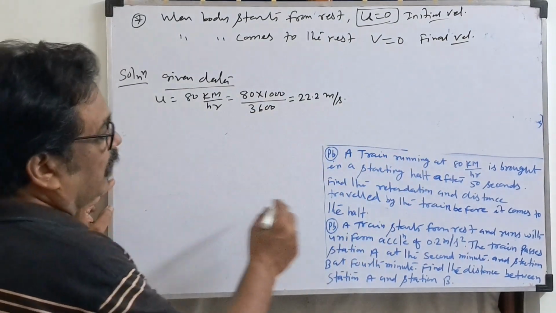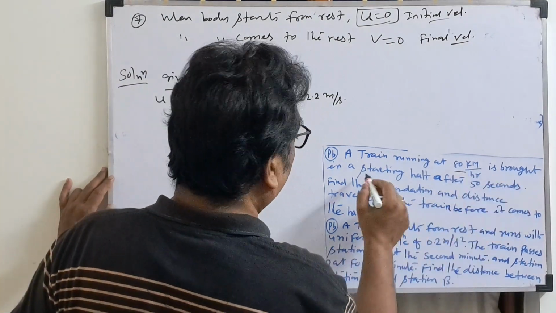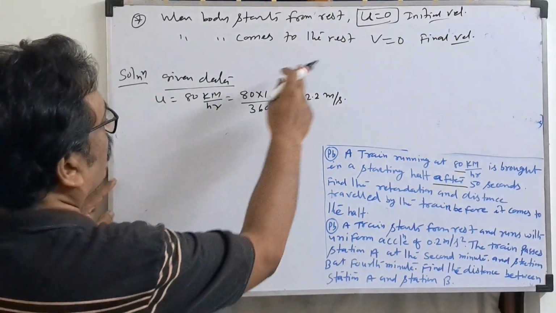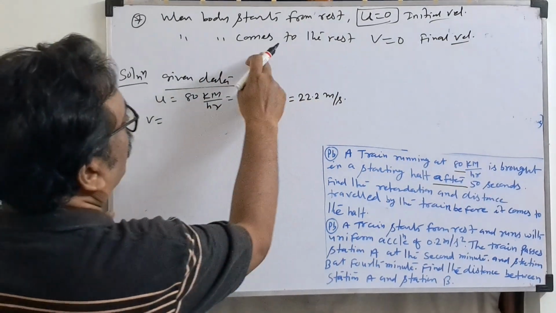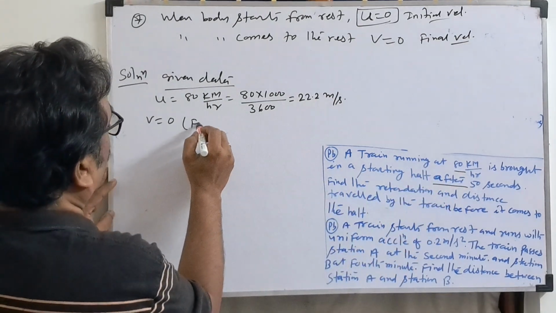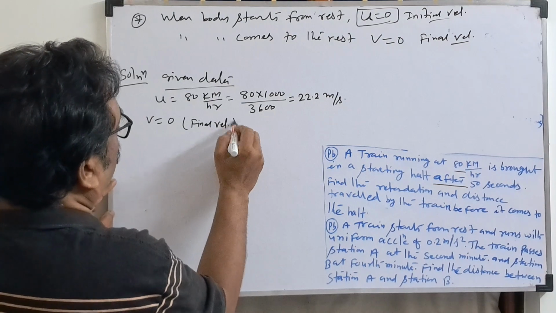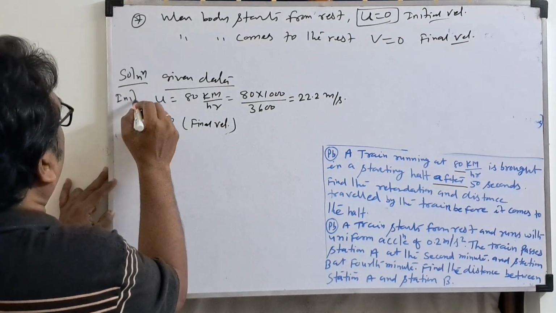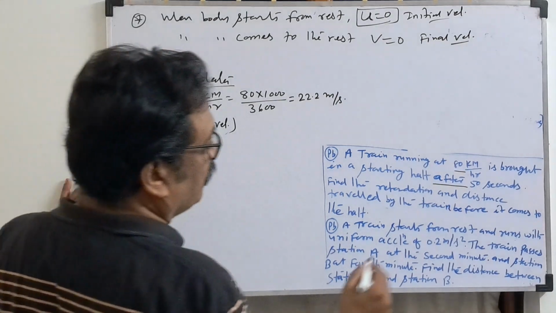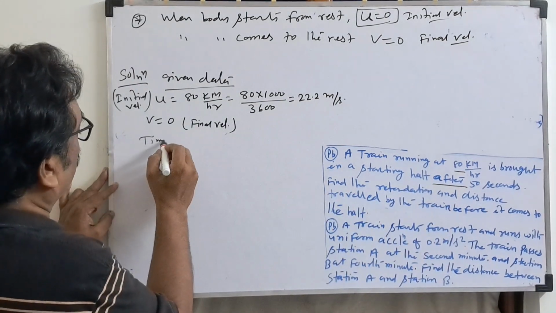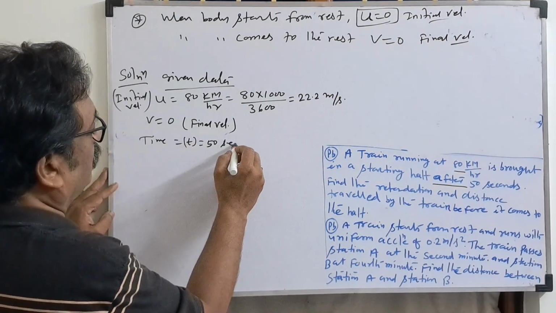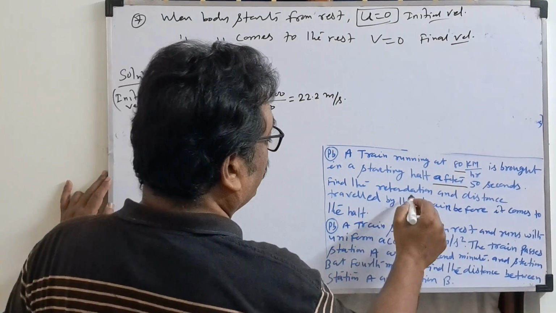Yes, correct. Now what is the next data given? Brought to a standing halt after 50 seconds. So the final velocity is zero, because a standing halt means coming to rest. You write the initial velocity, and the final velocity will be zero. And the time t they have given is 50 seconds. What are they asking? Find the retardation.